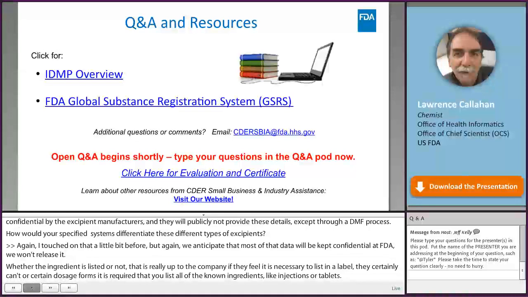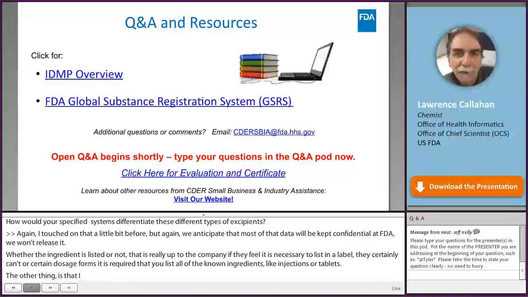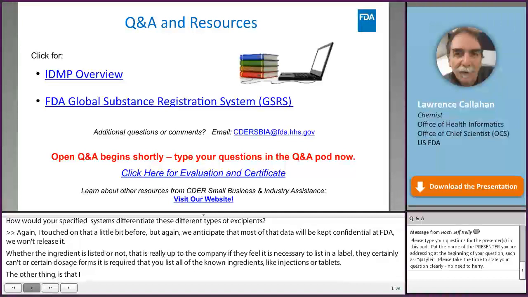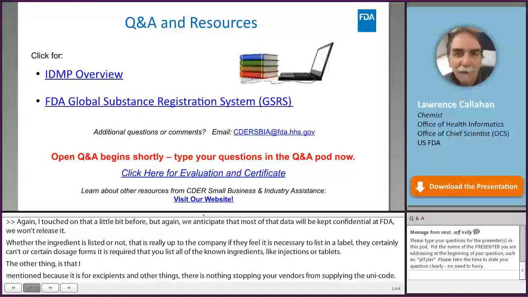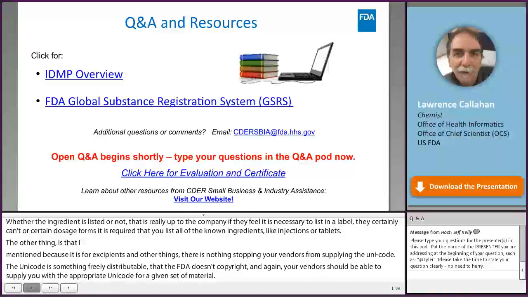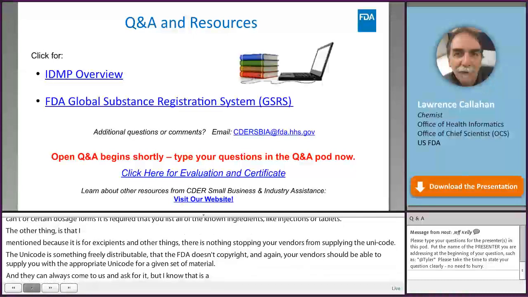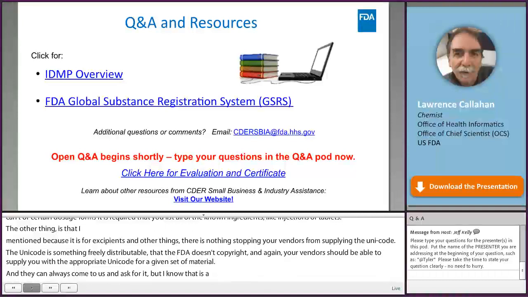The other thing that I mentioned, there's another question related to this for excipients and other things: there's nothing stopping your vendors from supplying the Unicode. The Unicode is something that's freely distributable, that the FDA doesn't copyright. And again, your vendors should be able to supply you with the appropriate Unicode for a given set of material. And they can always come to us and ask for it. But I know that's a problem with a lot of final product manufacturers, that it is difficult to determine which Unicodes or which substances to put in and what's the correct Unicode. But I think a lot of the manufacturers and vendors have lists of Unicodes for their material, and if they don't have it, they can come to us and we would supply that to them. Thanks, Ray.